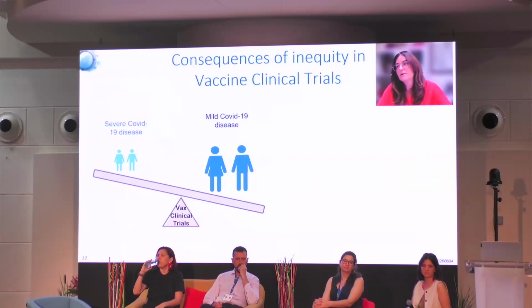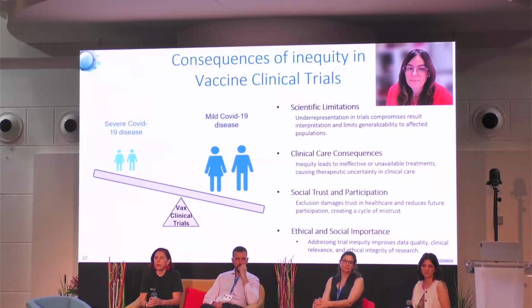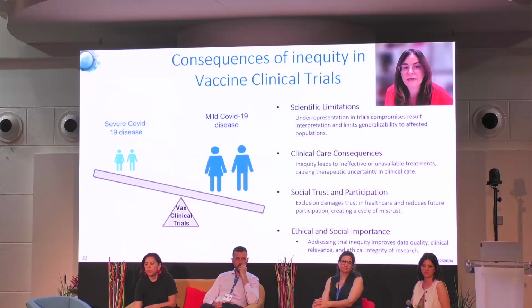So go next, please. This has a lot of consequences, right? There was a scientific limitation. We were not generating the data on those most at risk. That could have an implication on social trust and participation because they were totally excluded. And this also brings ethical and social consequences. So if you go to the next.